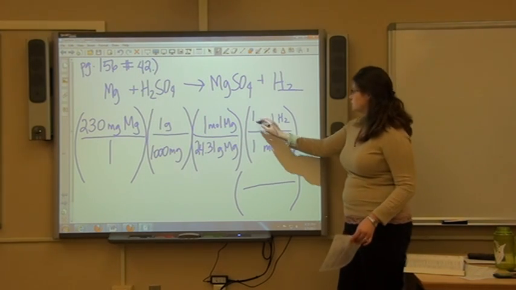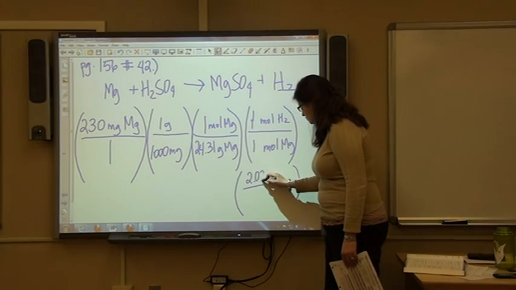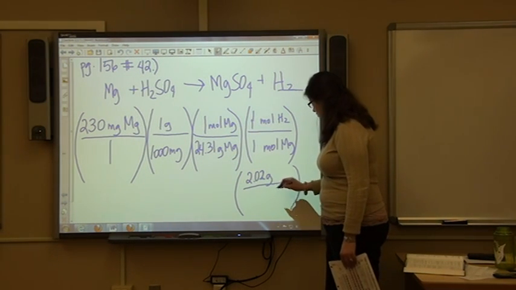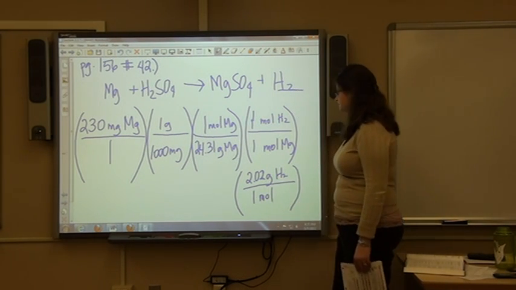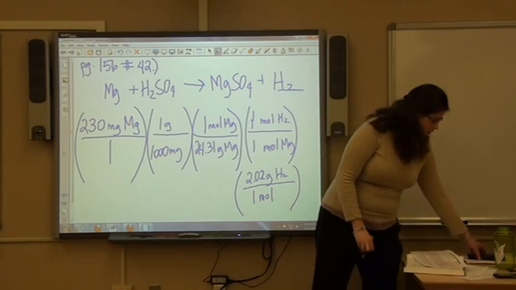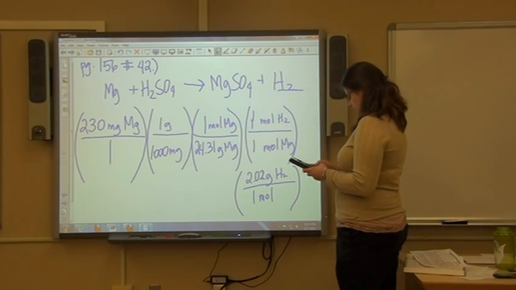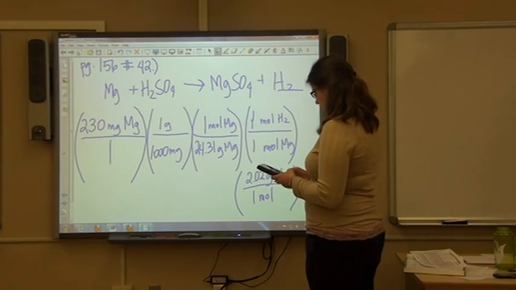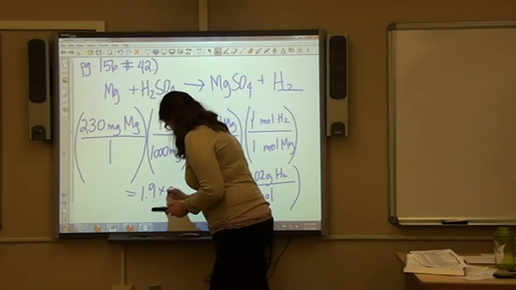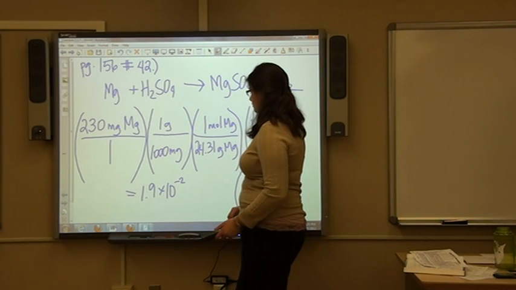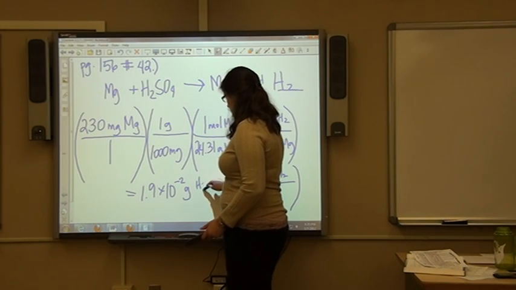Then we are going to calculate the formula weight here of hydrogen, and that would be 2.02 grams of H2 per 1 mole. And you should get for an answer a number you have to put into scientific notation. 1.9 times 10 to the minus 2 grams of H2.